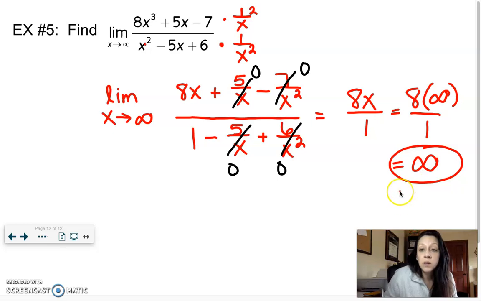By the way, sometimes when limits equal infinity, you'll see them written as DNE. Just use both depending on which format you're using.